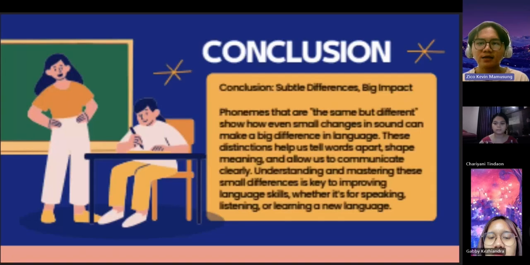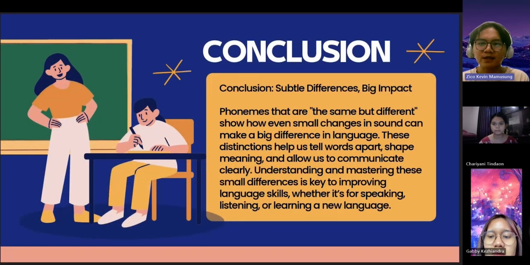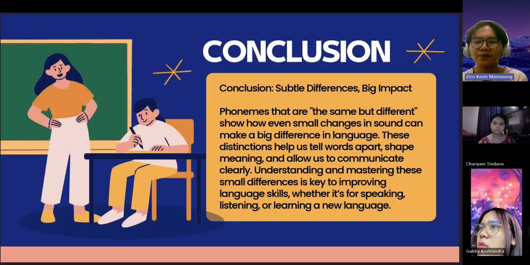And the last is the conclusion. The conclusion is subtle difference, big impact. Phonemes that are the same but different show how even a small change in sound can make a big difference in language. These distinctions help us tell words apart, shape meaning, and allow us to communicate clearly. Understanding and mastering these small differences is key to improving language skill, whether it's for speaking, listening, or learning a new language.